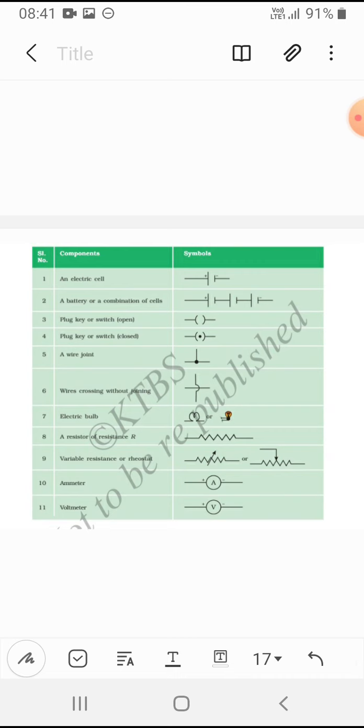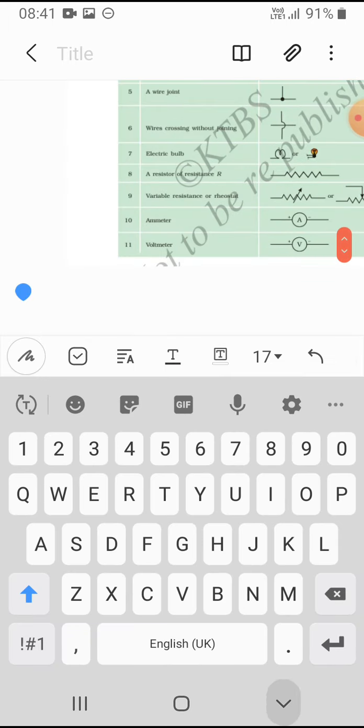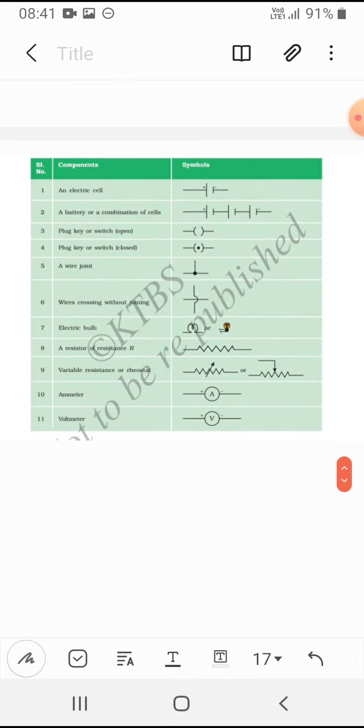And this is the variable resistance, which I will explain. And this is a resistor, or resistance. There is a difference between resistor and resistance, which I will explain when I am explaining resistance. These are the symbols that we use in a circuit diagram.